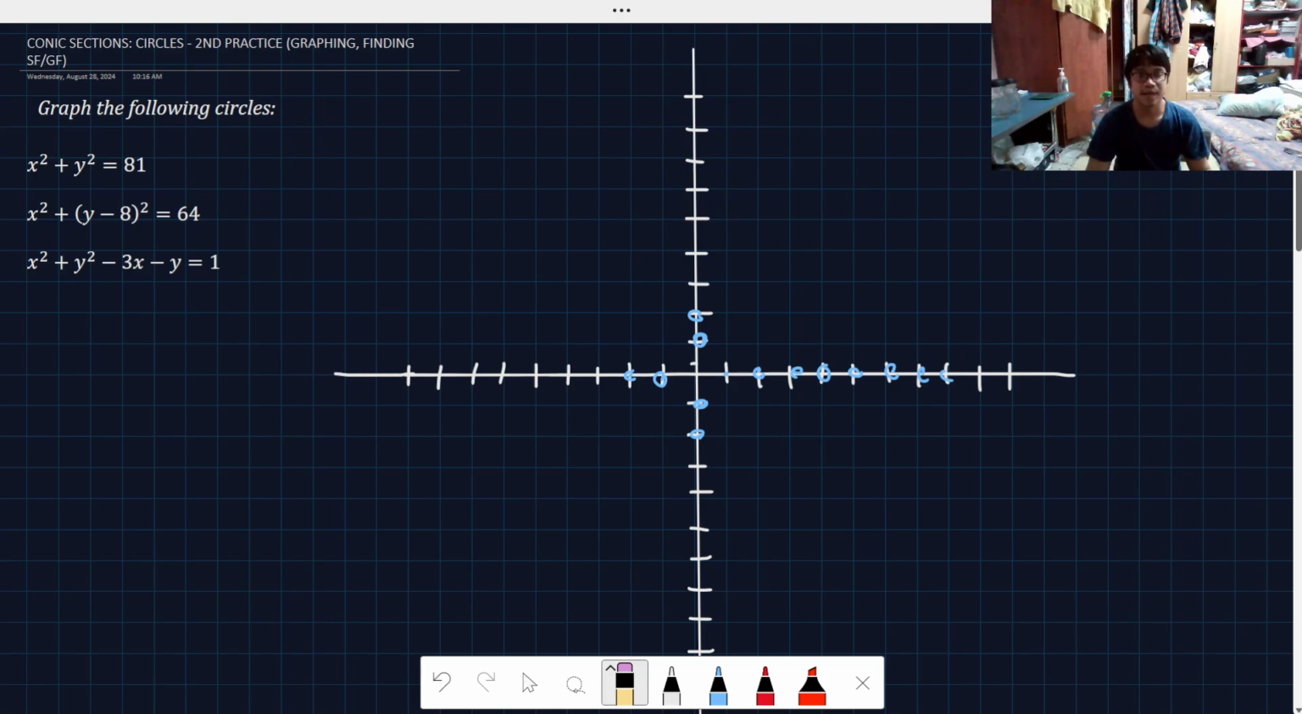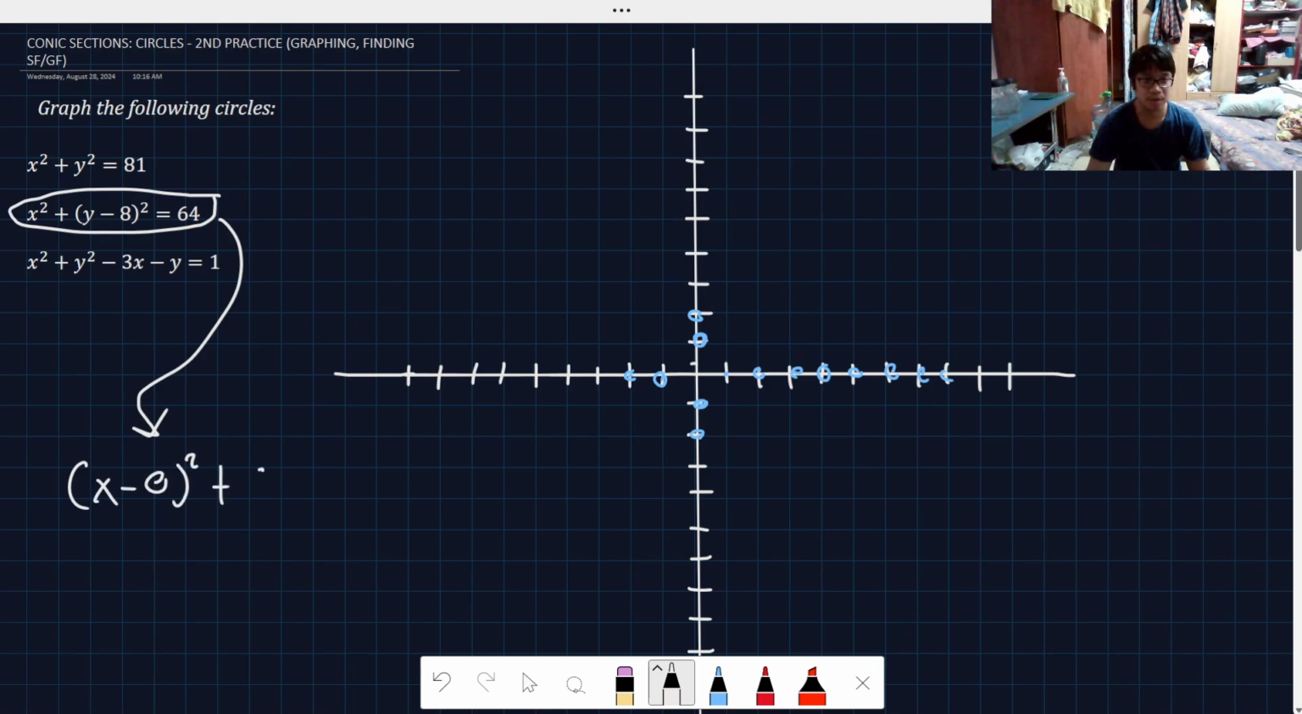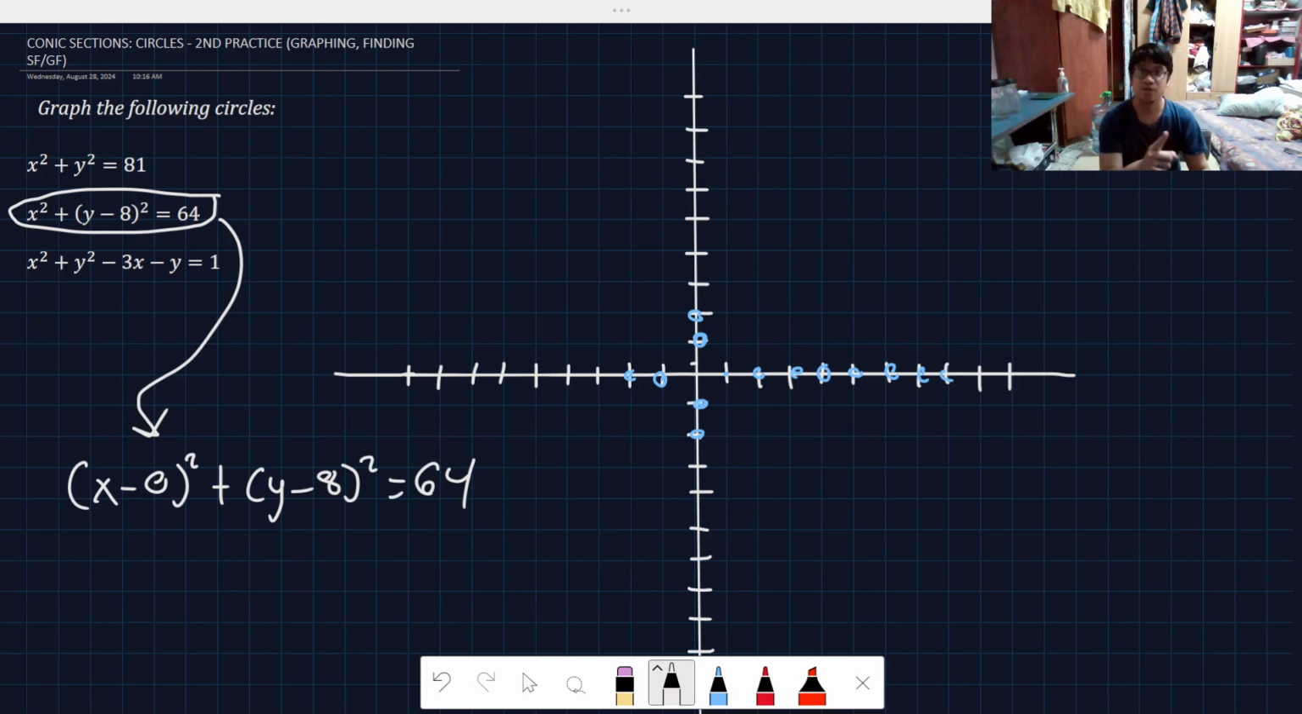Okay. The second problem here is we have x squared plus the square of y minus 8 is equal to 64. So is it in standard form? Yes, it's pretty obvious by now. This is just the same as x minus 0 squared plus quantity y minus 8 squared is equal to 64. So here you can clearly see it's in standard form.